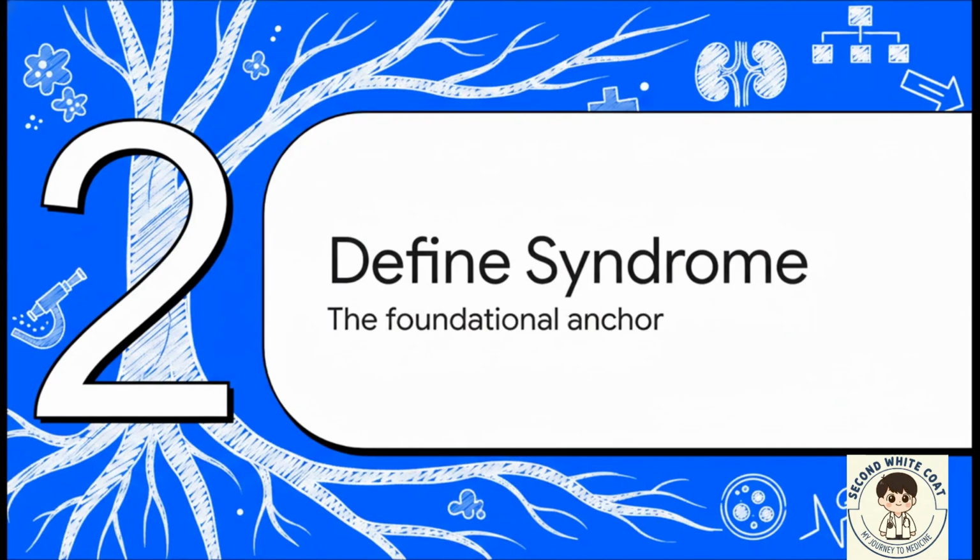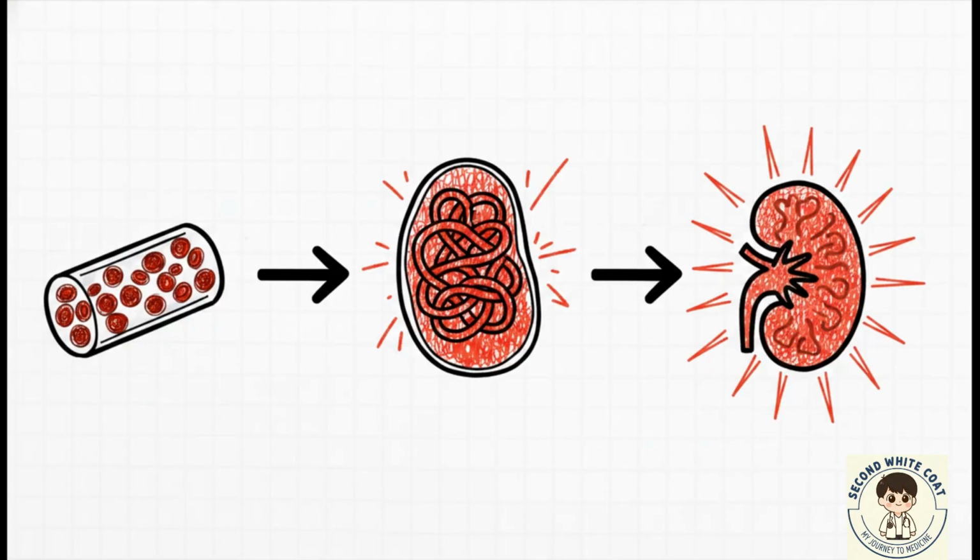Step 2. Defining the syndrome. This is your foundational anchor. Listen, this is basically the golden rule of renal medicine. The very moment you see the words RBC casts, your brain needs to immediately fire off glomerulonephritis, which equals nephritic syndrome. What's happening is the red blood cells are squeezing through a highly inflamed glomerulus, and they literally take the shape of the tubules as they exit. Establishing nephritic syndrome right off the bat instantly eliminates half of all renal diseases from your suspect list.